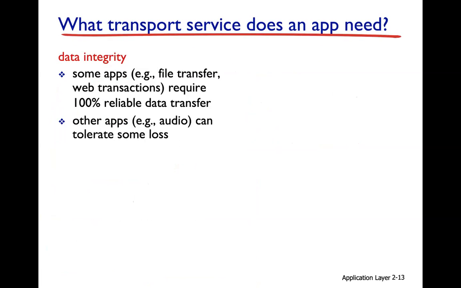But then you should also request what kind of service the transport layer needs to support. For example, some applications require the transport layer to support 100% reliability. For example, when you do file transfer or web transactions, you need to have this 100% reliability. Others may not require this reliability. For example, your audio and video do not need to guarantee 100% reliable data transfer.